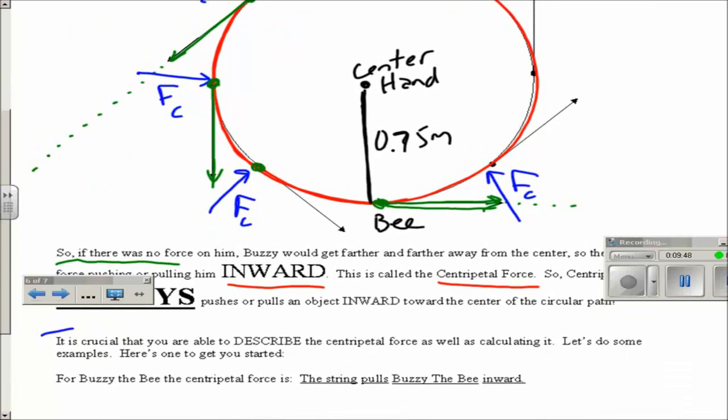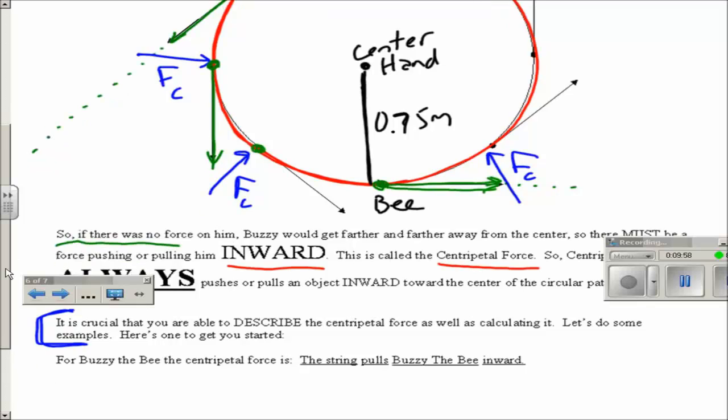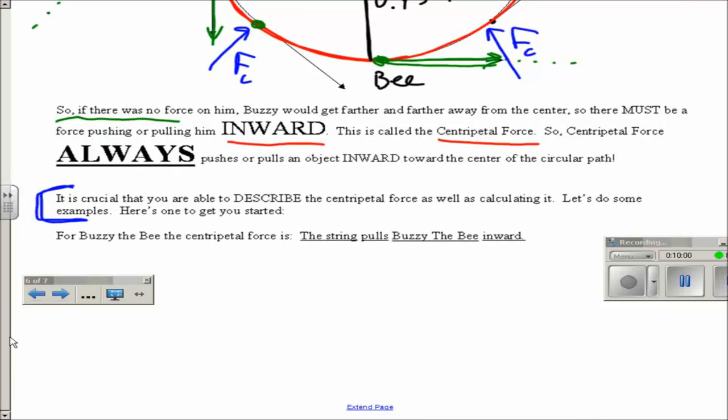It is crucial that you're able to describe the centripetal force, and that's what the rest of this video is going to be about. You have to be able to describe the centripetal force as well as calculate it. All right, so to get you started, here's one. For Buzzy the B, the centripetal force was this. The string pulls Buzzy the bee inward.